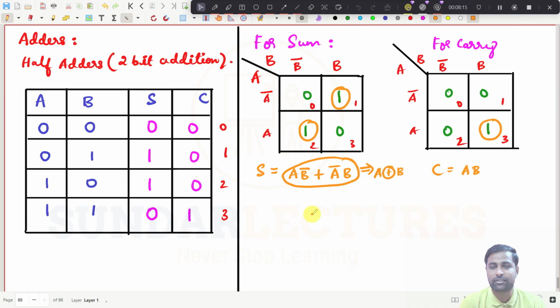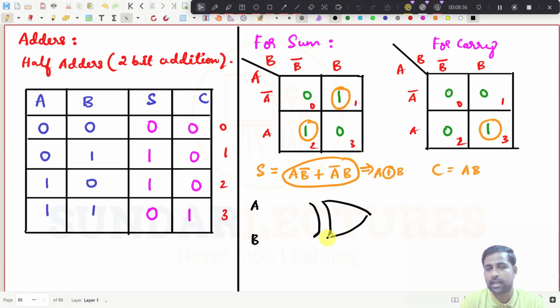This is the idea. So how will you draw the diagram for this? For the half adder, A and B are the inputs. I will draw it like this. A and B are the inputs, and you have an XOR gate here. This input is connected to this one, and this input is connected to this one. So what is the output now? This is sum, which is A XOR of B.